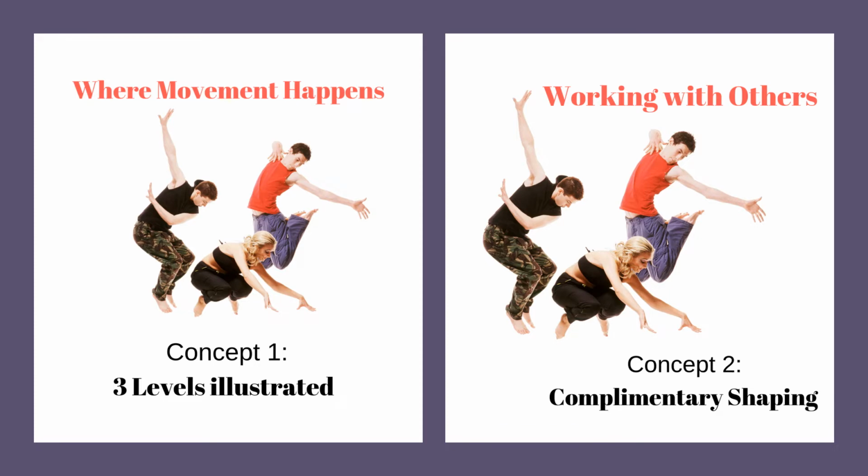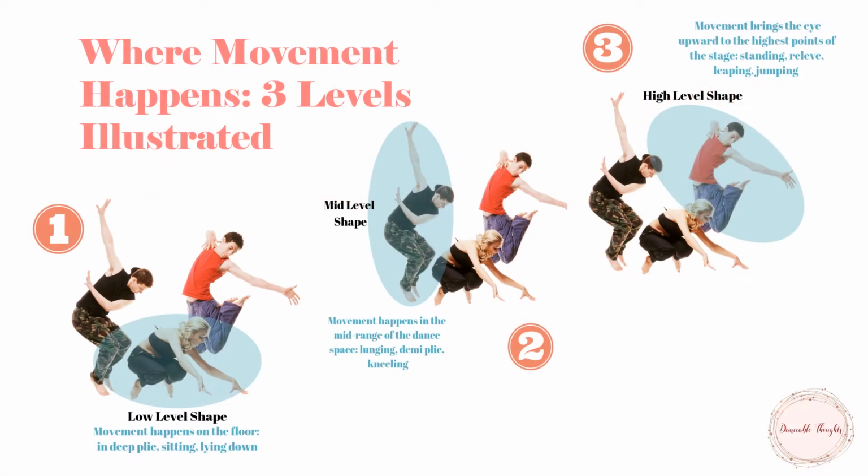I've divided up the thought process here. We've got concept 1, which talks about where movement happens, and concept 2, which speaks to complementary shaping. The idea of where movement happens is pretty easy. We think about the dance space and then we divide it into 3 levels.